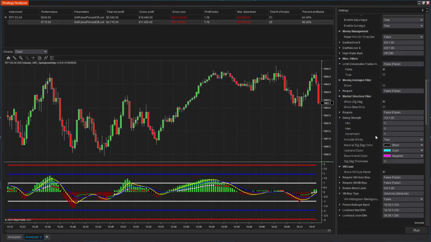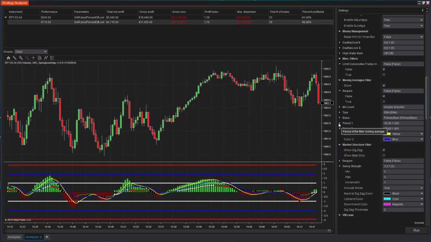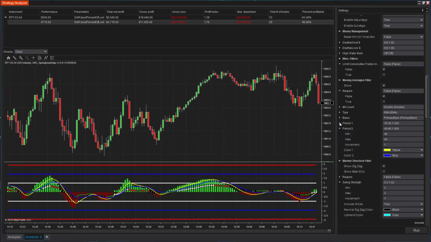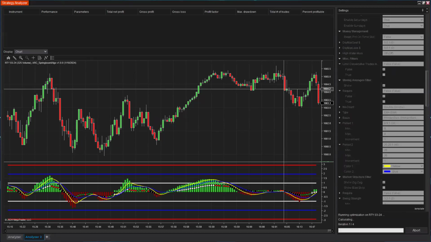Money management, time controls, market. There we go. Moving averages. I want to see them. And let's set them up as a 9 and a 20, so we can get some added context here. Oops. That one's 9. Cool. Okay, let's run it. I want to check it out with all this stuff on the chart.